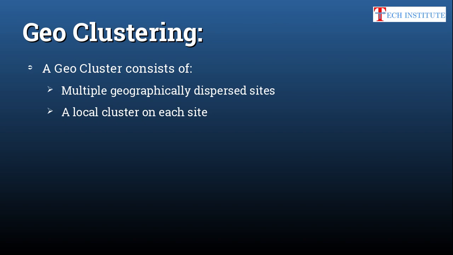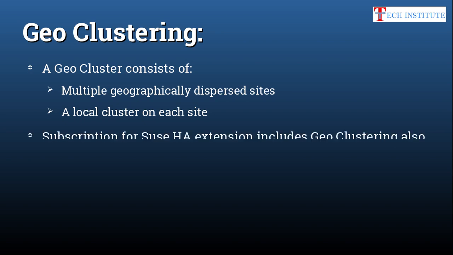In the Kolkata location, you can have two nodes which form a local cluster between those two nodes. And then similarly in the London location, you can have two nodes which again form a local cluster there. And these two sites will be connected with each other and form the geo cluster.